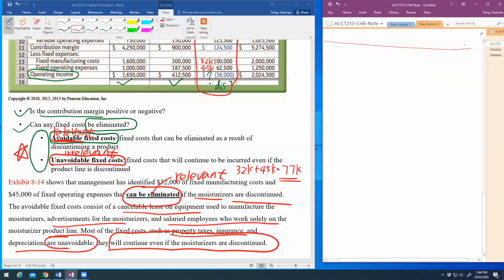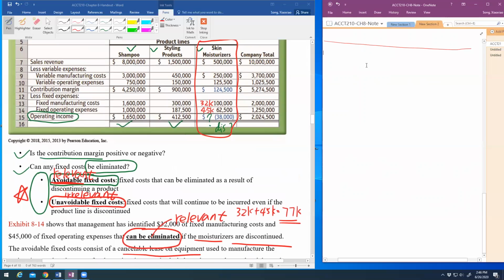We still use this example. We look at the numbers. So I only focus on the fixed cost. Okay, for now, I only focus on the fixed cost. So give you some idea. We said some fixed costs are avoidable, some are unavoidable, and then we said only avoidable is relevant. The unavoidable is irrelevant. Why? Let's look at this example.